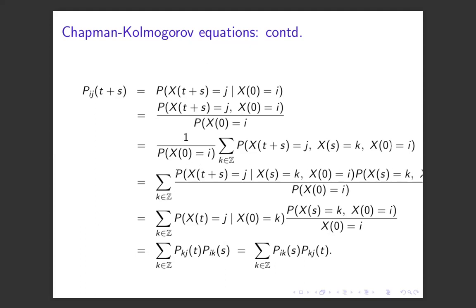And now in this conditional probability, as Xt is a homogeneous continuous time Markov chain, that object is precisely this. And what is left here is this one; we have just retained it as it is. And that by definition is precisely P_ik(s). And this is P_kj(t).